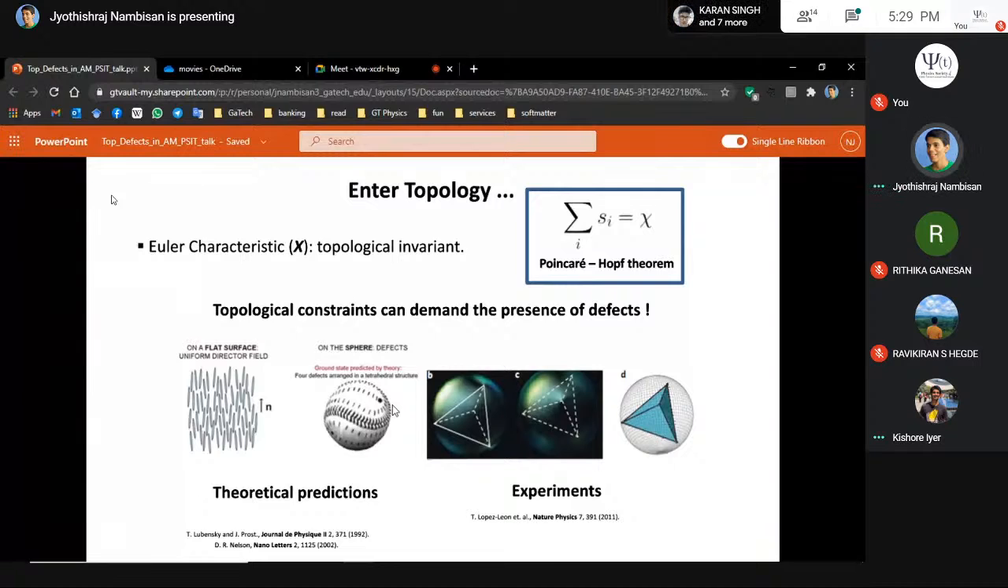And on the football, the pentagon is actually a +1 defect. Not exactly a +1 defect, but it lacks one vertex.